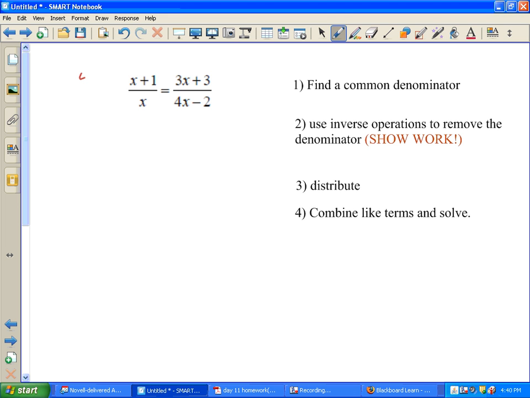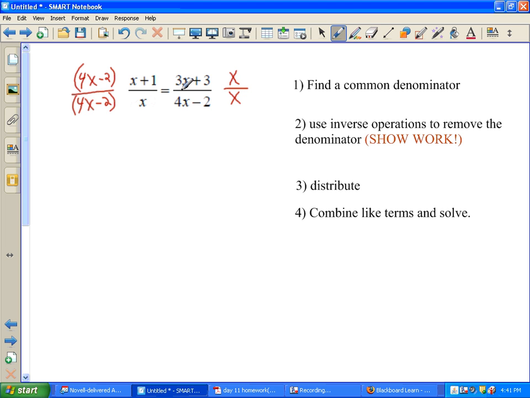So I'm going to take the 4x minus 2 as the denominator on the right-hand side and multiply it by the numerator and denominator on the left-hand side. Because this is the multiplicative identity, 4x minus 2 over 4x minus 2 is 1. I also have to multiply the right-hand side by 1. Well, how do I write that 1? I write it as x over x, which is the denominator of the left-hand side.